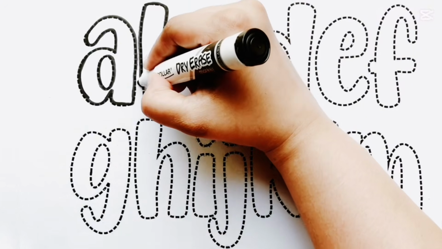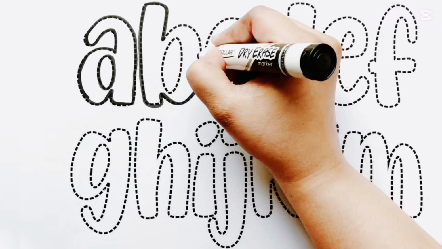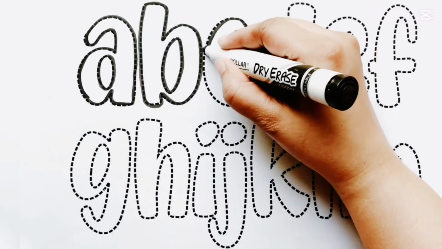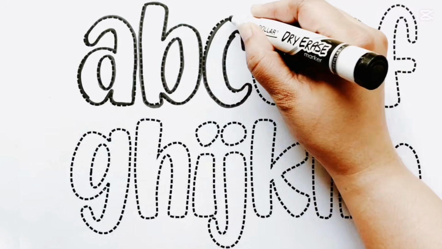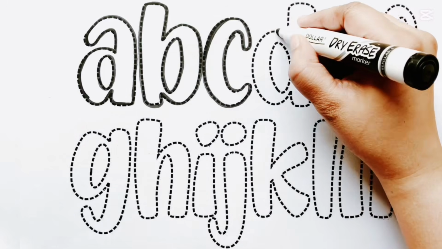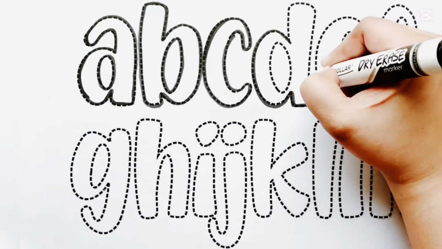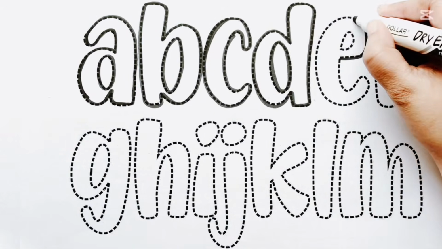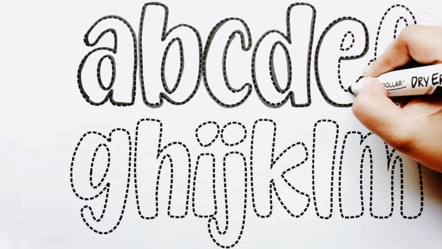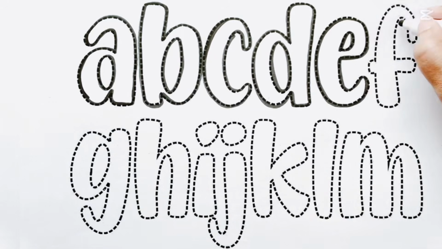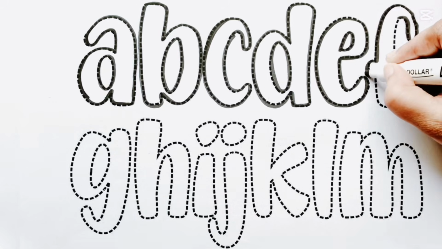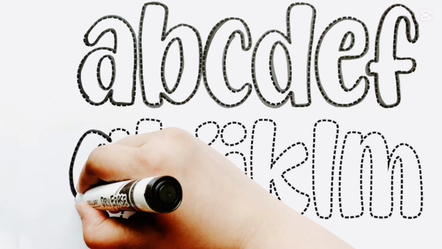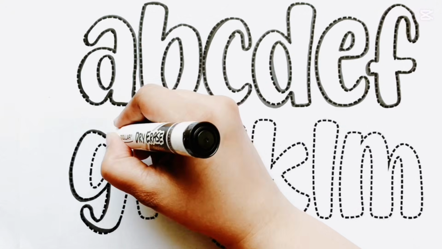B for banana. C for cake. D for dog. E for egg. F for frog. G for ghost.